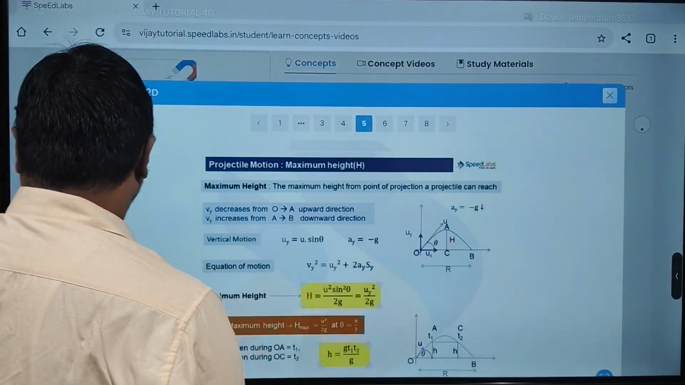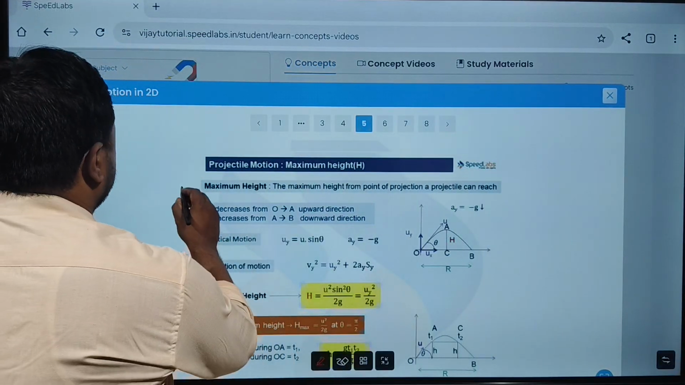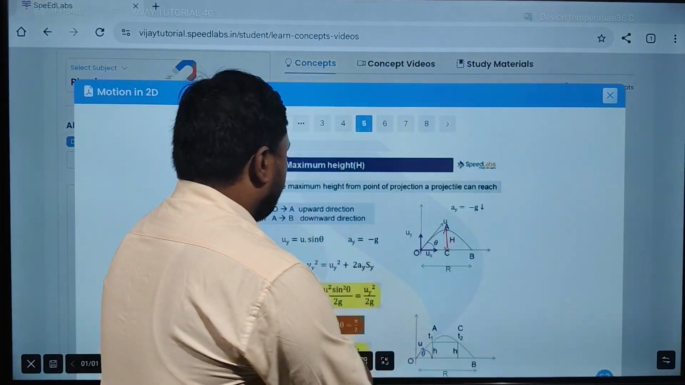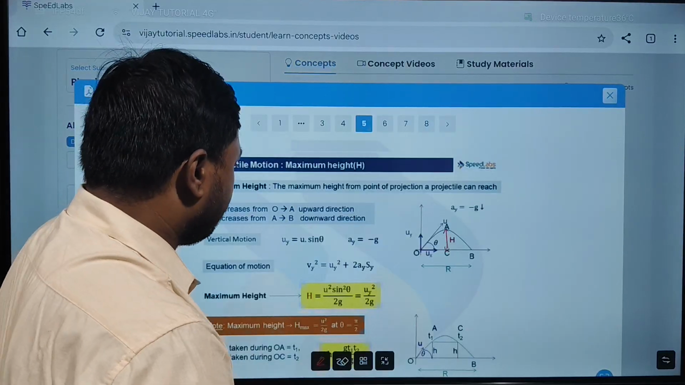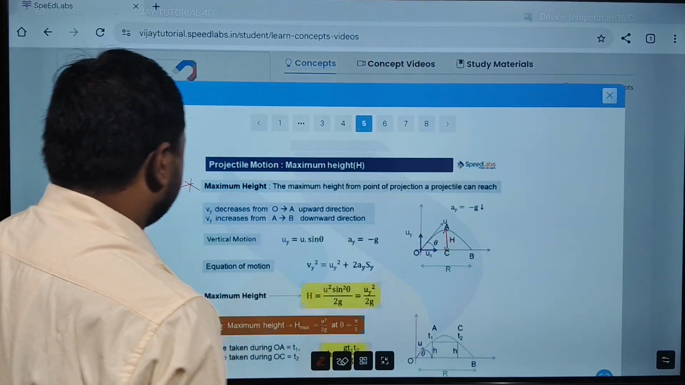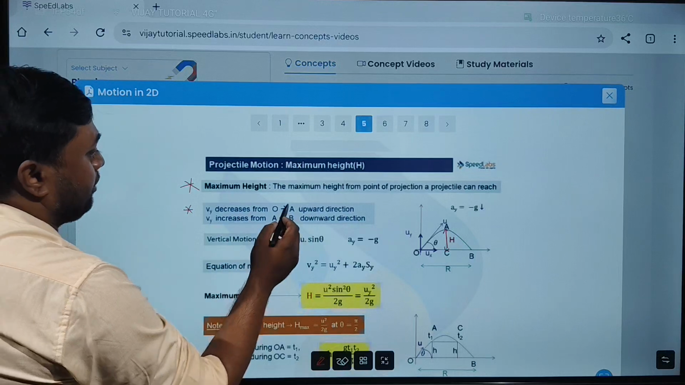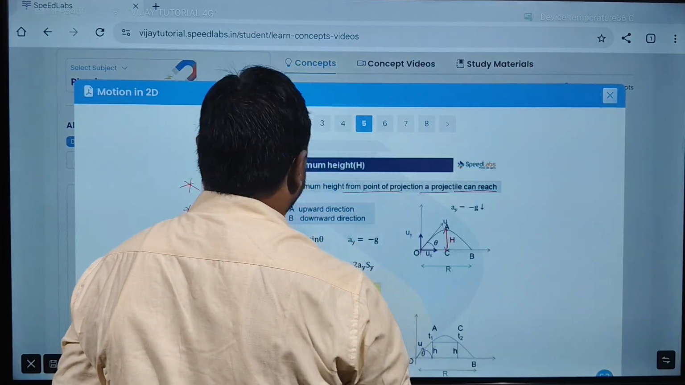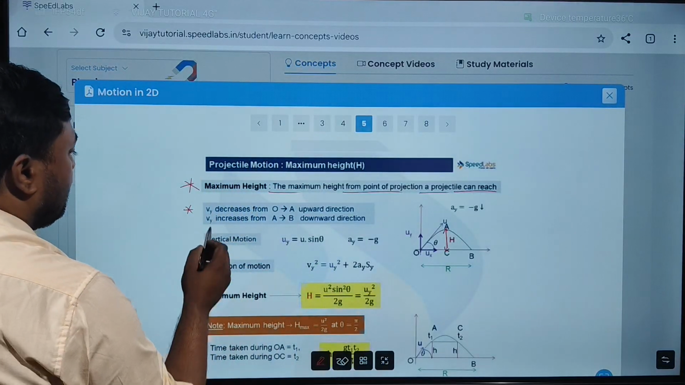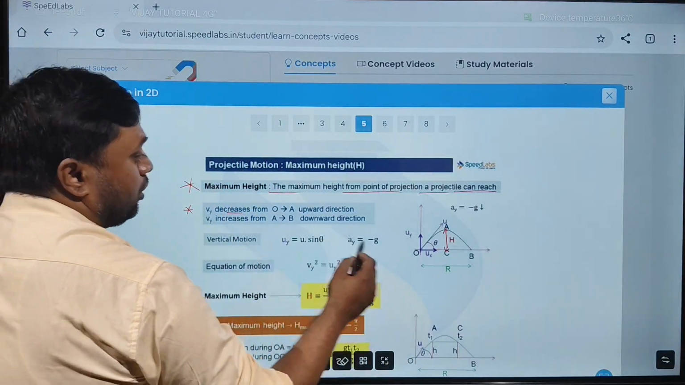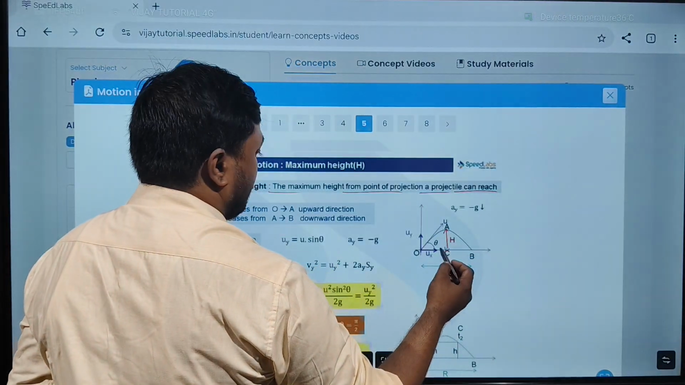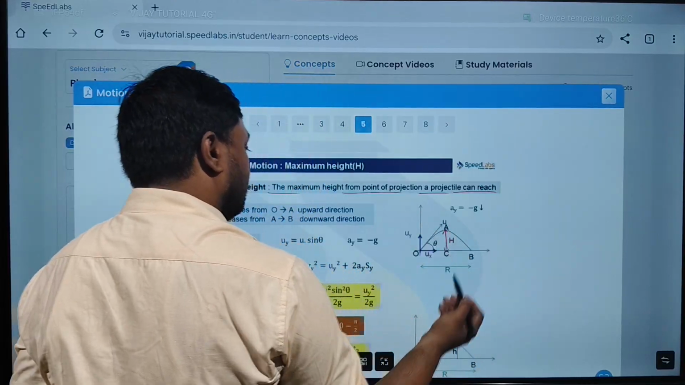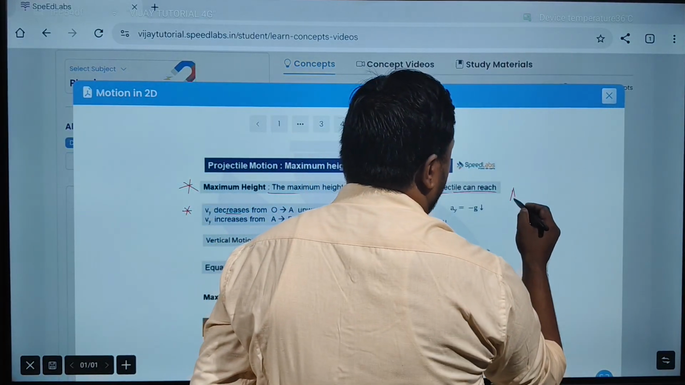Next, coming to the next concept, that is the maximum height h. Try to understand how we get the maximum height. The maximum height from the point of projection that a projectile can reach is represented as h. As I told you, whenever it is moving from O to A, the velocity along the y direction will decrease.